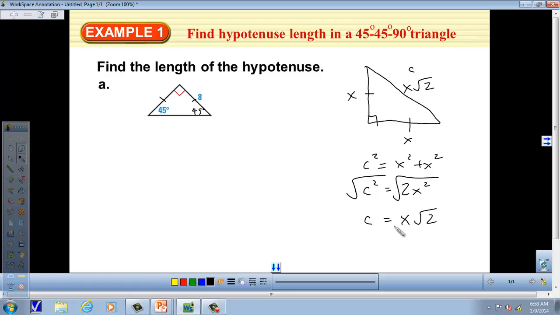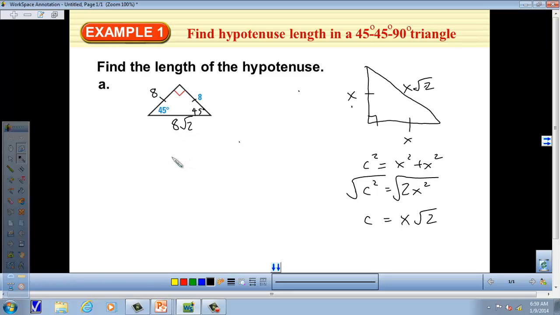So basically, now that you understand why it is the way it is, all you need to do is remember that these two sides are x when it's 45, 45, 90, and the hypotenuse is x rad 2. So therefore, since this is 8, this is also 8, and this is 8 rad 2.